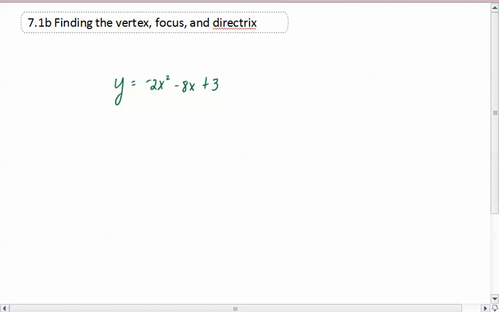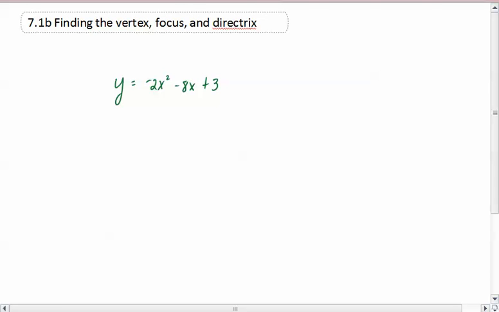So now we're going to find the vertex, focus, and directrix from an equation. And the equation is not in the form that we just saw in the last video. It's not in vertex form. And so we're going to have to do a little bit of manipulating and moving things around.